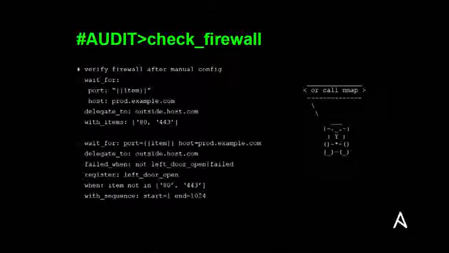And the second check is actually the contrary. It's a negative check of the wait for. This is where the failed when comes into play. It reverses the fail condition. So if I cannot get to port 80 or 443, this is actually, I'm sorry, if I cannot get to ports between 1 and 1024, with the exception of 80 and 443, because I'm only executing when the item is not 80 or 443.